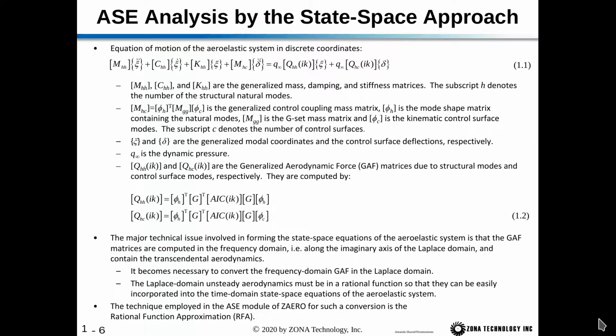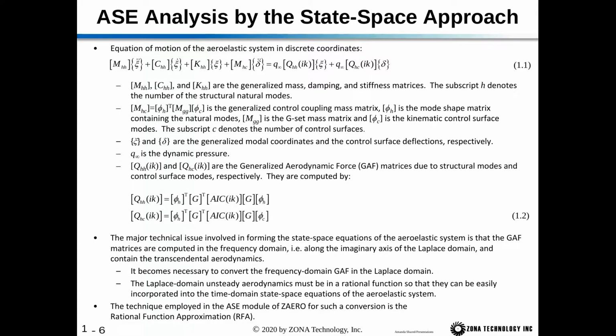So we'll start out here with the state space approach. The equation of motion of the aeroelastic system in discrete coordinates is given by equation 1.1 here, where MHH, CHH, and KHH are the generalized mass, damping, and stiffness matrices, and the subscript H denotes the number of structural natural modes. MHC is Φ_H transpose times MGG times Φ_C. This is the generalized control coupling mass matrix, where Φ_H is the mode shape matrix, usually obtained by Nastran or your FEM solver, which contains the natural modes.